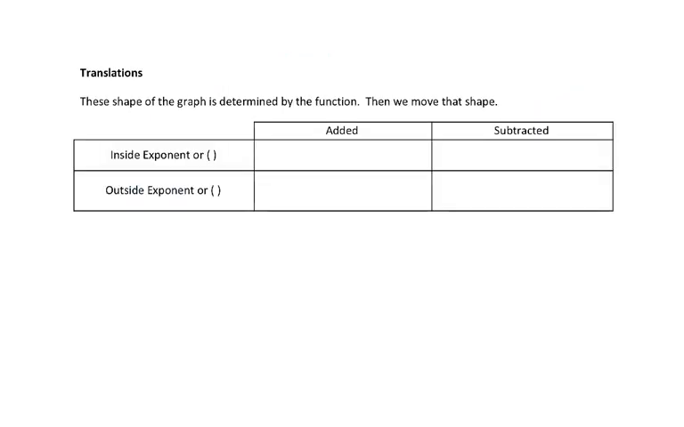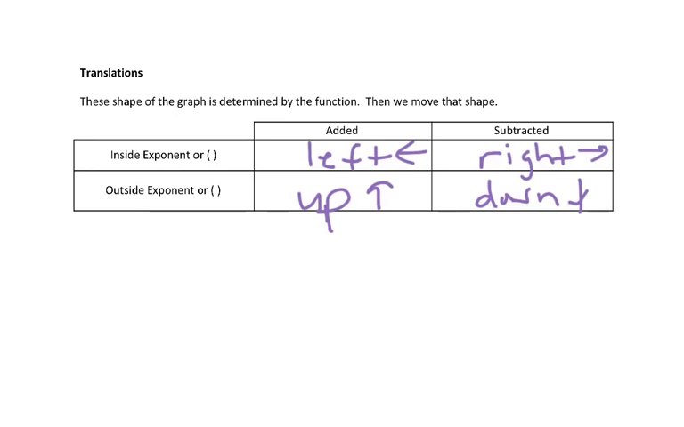The shape of these graphs is determined by the function, and that's the shape that we are going to move left or right, or up or down. If it's inside this exponent, it's like we did earlier with being inside the parentheses. If it's added, it's opposite from what you feel like. If it's added, it's moved left, and if it's subtracted, it's moved right. If it's outside the exponent, it's like it was outside before. If it's added, it moves up. If it's subtracted, it moves down.